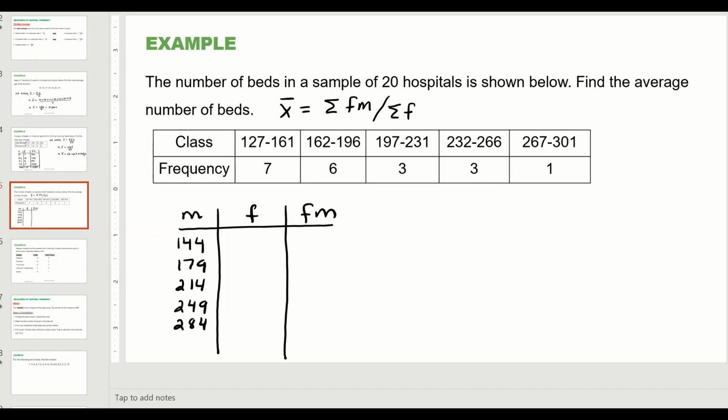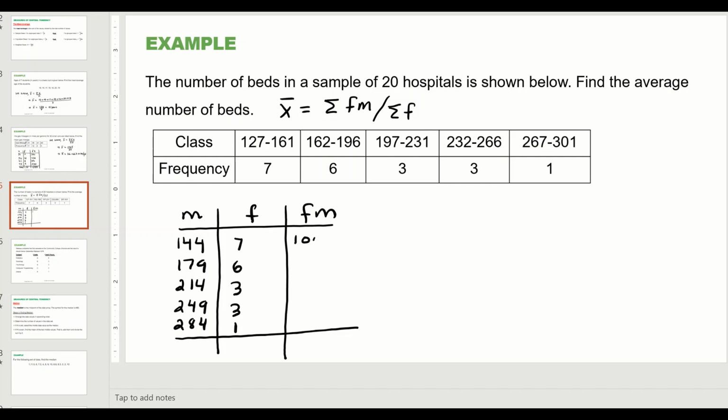Now the frequency of each class. The first frequency is 7, next is 6, then 3, 3, and 1. In the next column, we have F times M. So we multiply 144 times 7. Multiply that in your calculator.